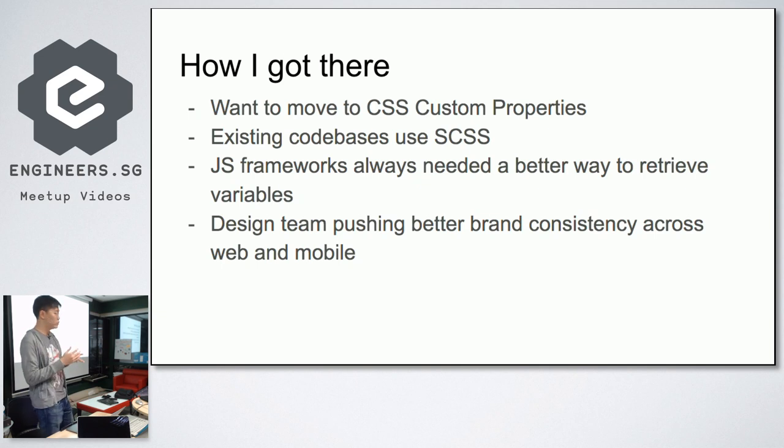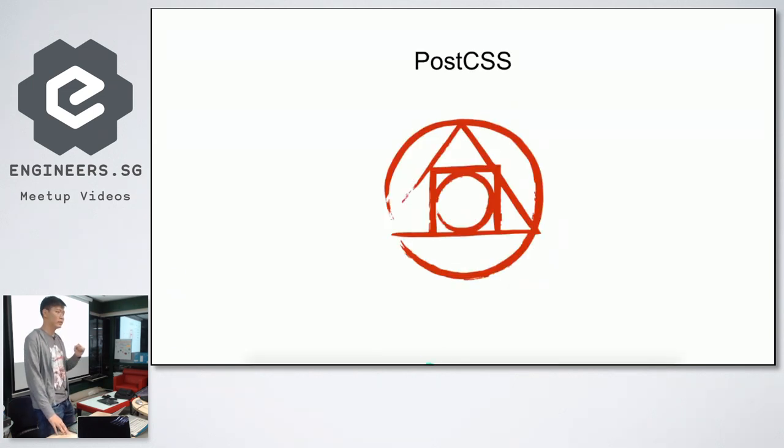At the same time, JS frameworks have always needed a better way to retrieve these variables. Like I mentioned just now, the variables are redefined in JS because it's easier than trying to find them in the CSS files. And lately, the design team is pushing for better brand consistency across web and mobile. Actually at this point, I don't even care about the mobile stuff. I'm just focused on web because I'm doing web. And the way I'm trying to solve that problem is, I looked around and found this technique that Zendesk is using. Zendesk has this thing called Garden Design System, and they're using PostCSS to do something similar.